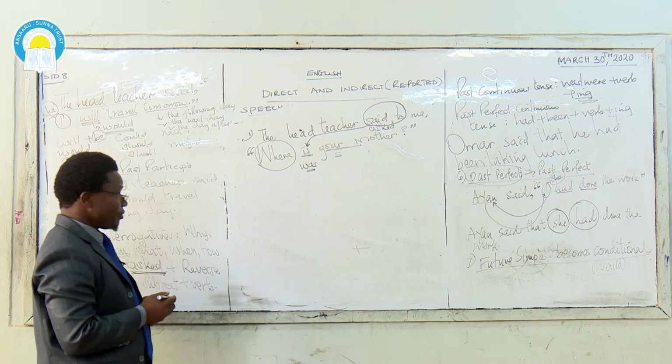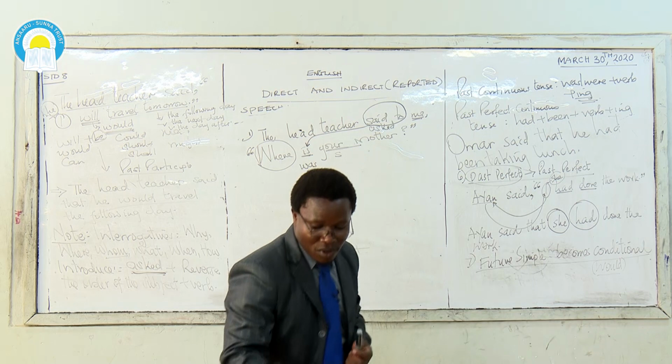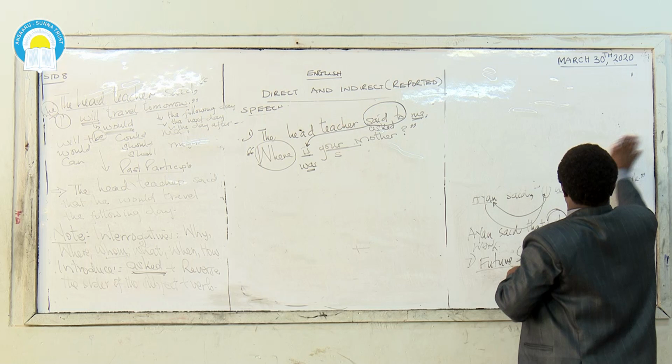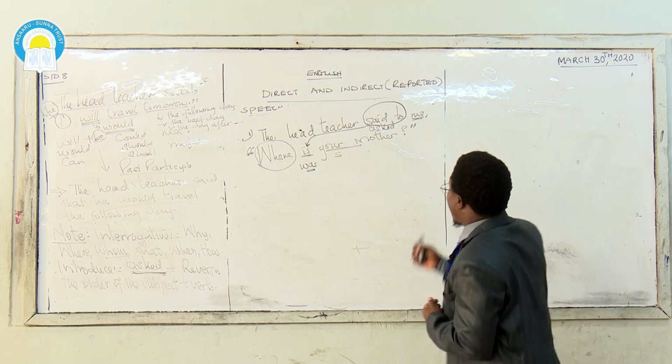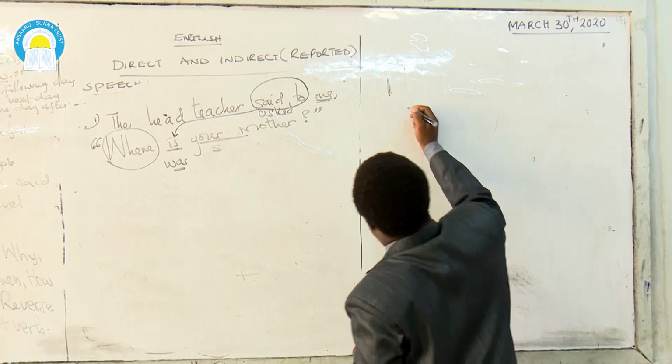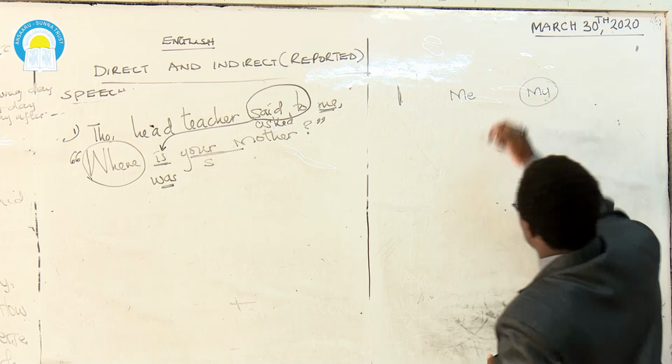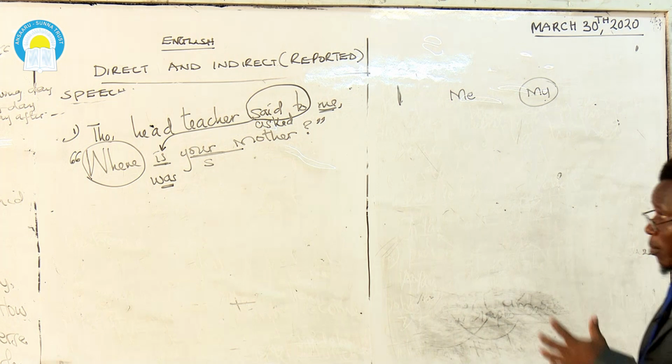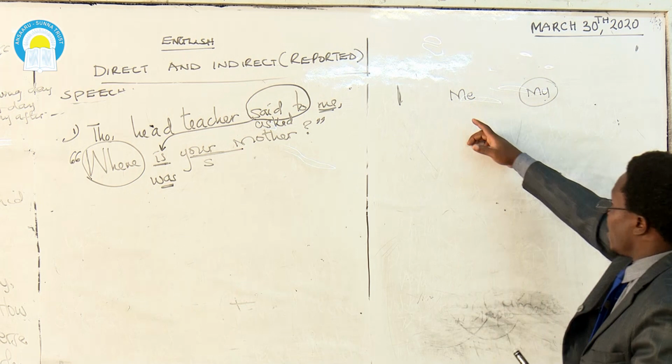Because of me. Remember last time, when we were looking at pronouns, me emanates from the first person singular pronoun I, objective me, possessive mine. Possessive, not reflexive, sorry. So I, objective me, possessive mine.